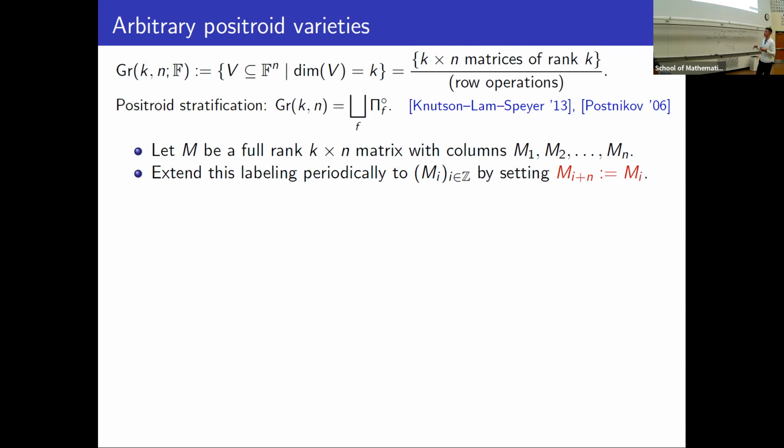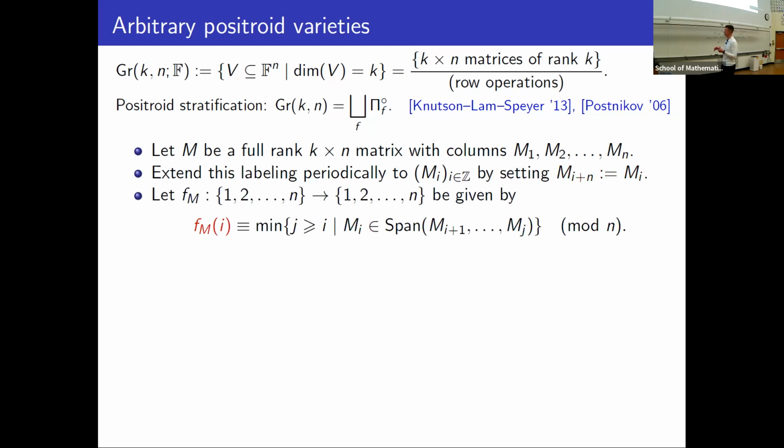Then my map associated to a matrix, f sub M, is a map from 1 up to n to 1 up to n. It sends i to the minimum j bigger than i such that Mi belongs to the span of M_{i+1} up to Mj. In other words, you take the ith column and scan to the right of it until it belongs to the span of the columns to the right of it. Then j is the minimal index such that this is true. j could be bigger than n, and then you take it modulo n.